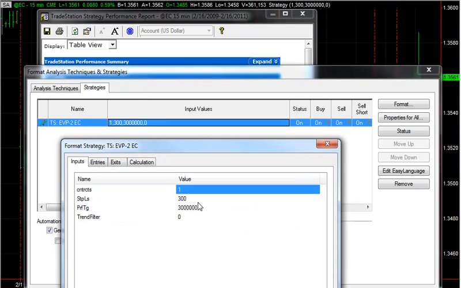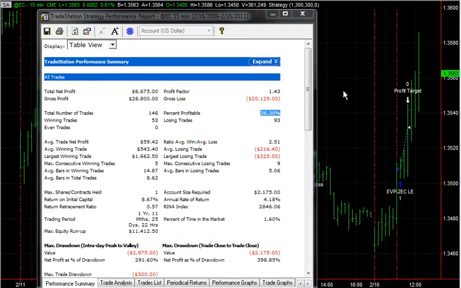We have two different additional options. One is the profit target. One of the profit targets that has been working well is $300. $200 and $400 have also worked well. So let's take a look at the results on that.